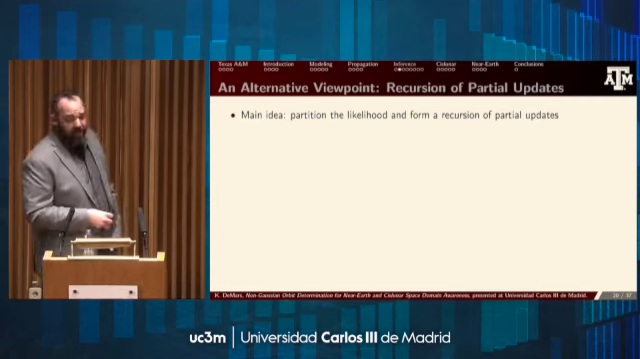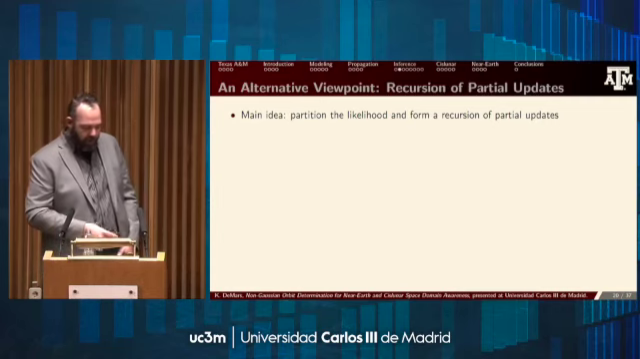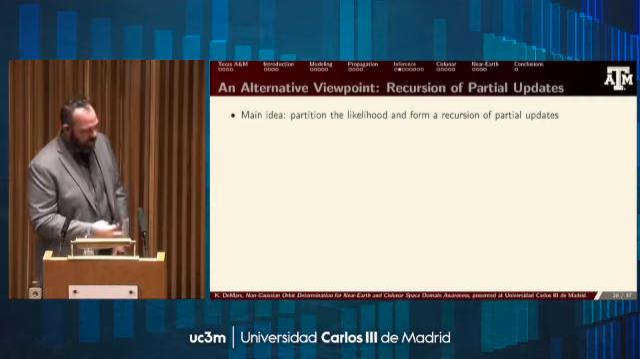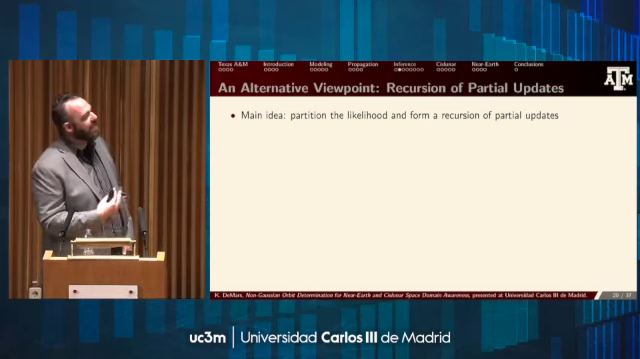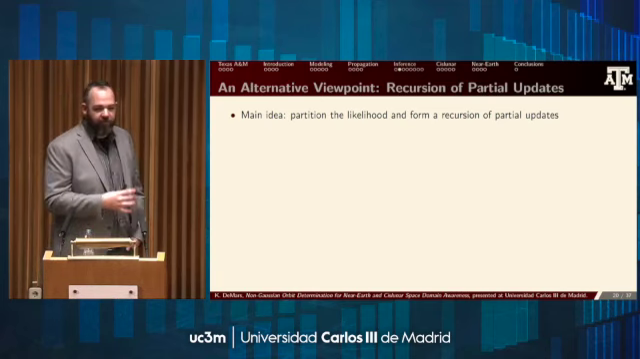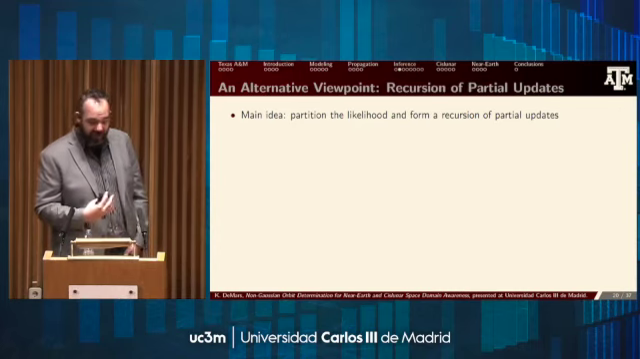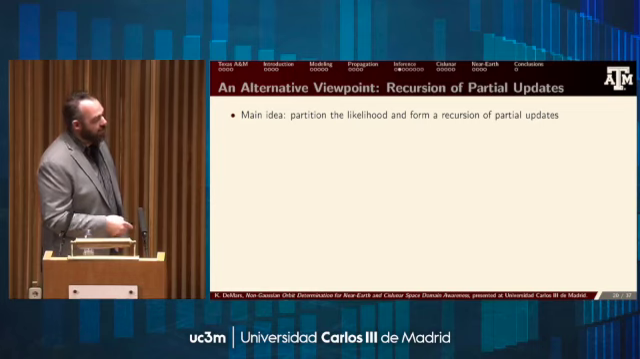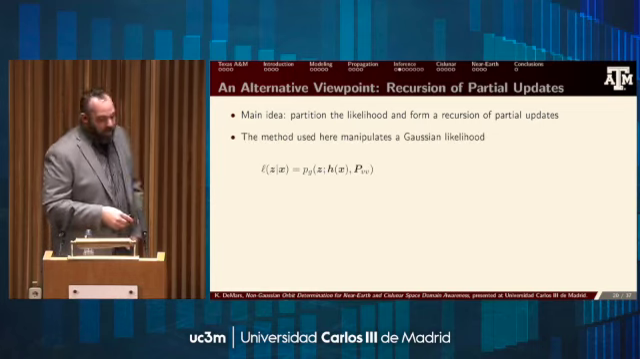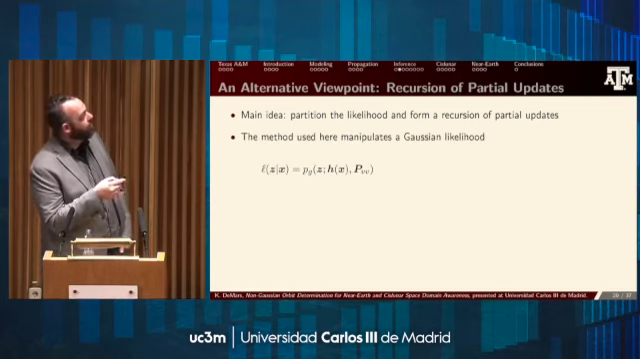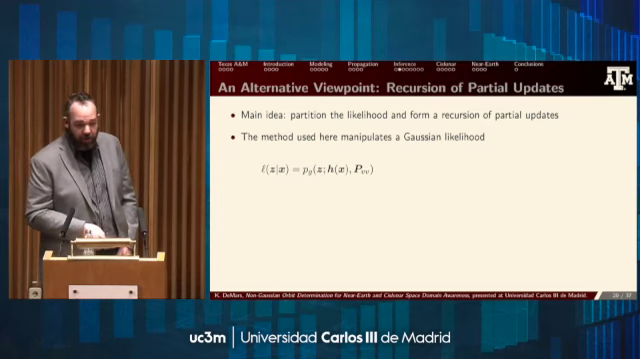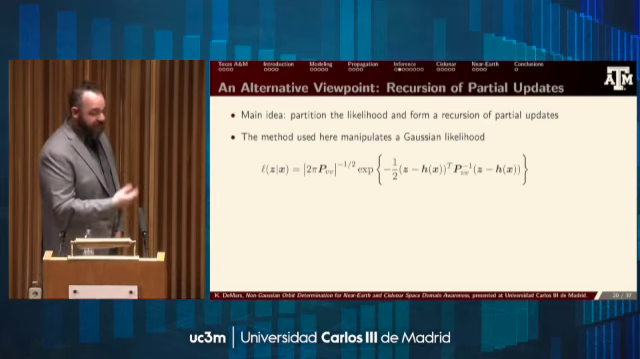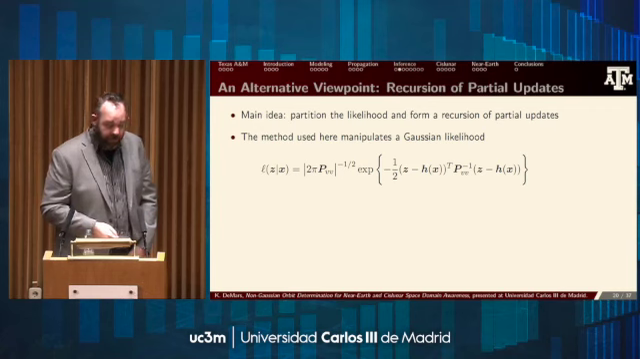We're going to look at an alternative viewpoint, which is to partition the likelihood and form a recursion of partial updates. And what we're going to get is a version of particle flow that we're going to call parameter flow, because it's going to give us a set of equations that tell us how parameters of a PDF move. So we're going to work on a Gaussian likelihood. This is just shorthand notation for a measurement Z that's a nonlinear function of the state with some measurement noise covariance. This is just writing it out in terms of a Gaussian function.